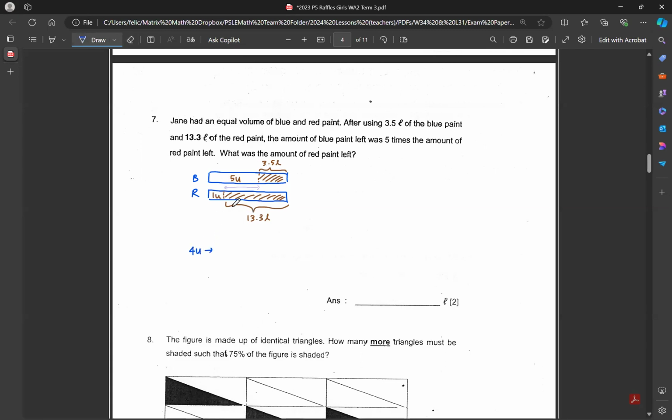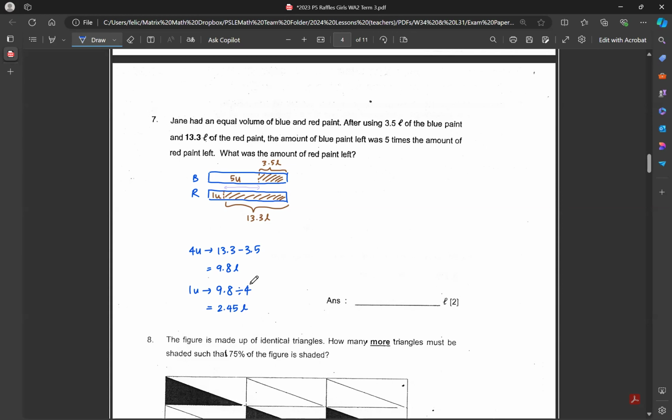Okay, you can simply take your 13.3 minus 3.5 because this part is the difference between these two, then this part is also the difference between these 2 liters. So it's not adding, it's actually subtracting. So this will be 9.8 liters. Keep everything in liters, do not change to ml. Okay, keep it this way, it's good enough. Because you have to be comfortable with decimals since you are exposed to it already. 9.8 divided by 4, this will be 2.45 liters for 1 unit.